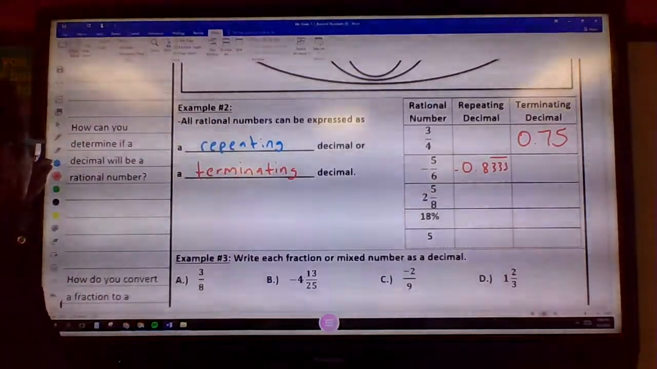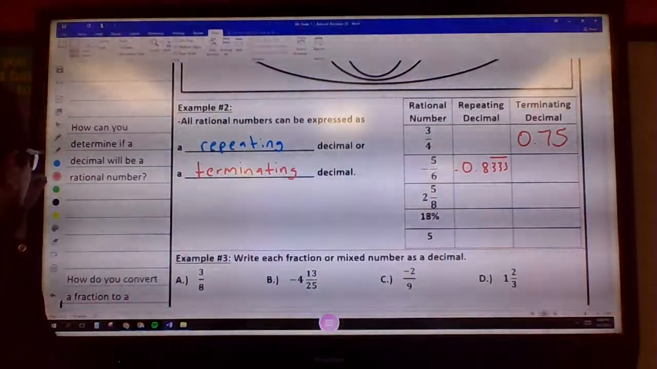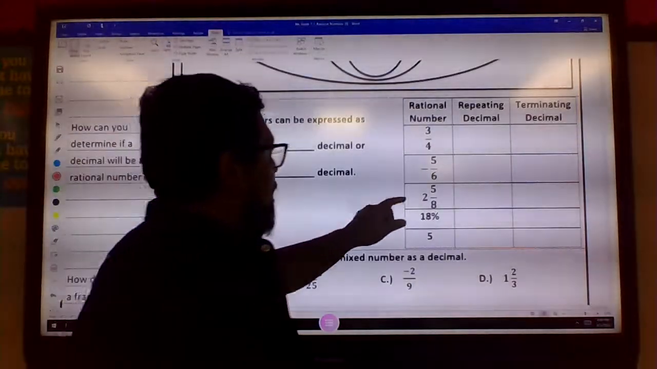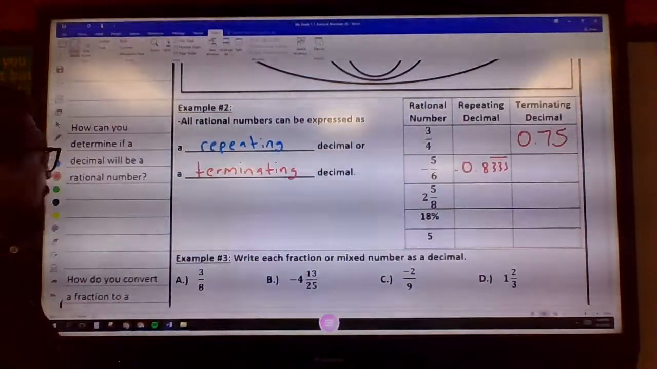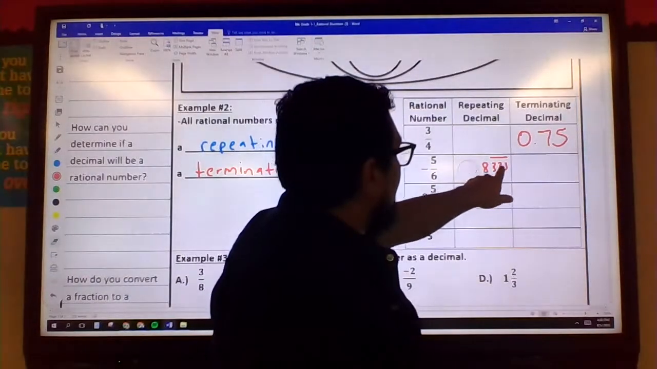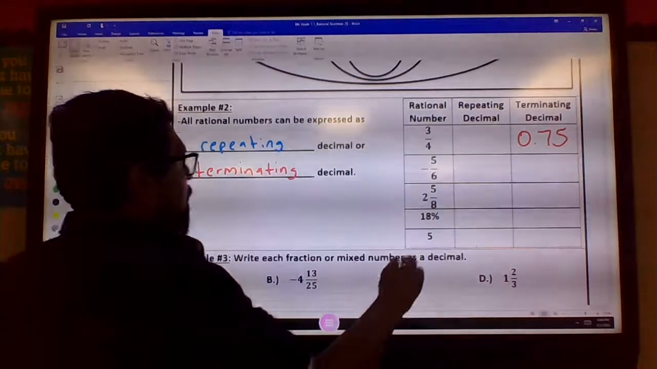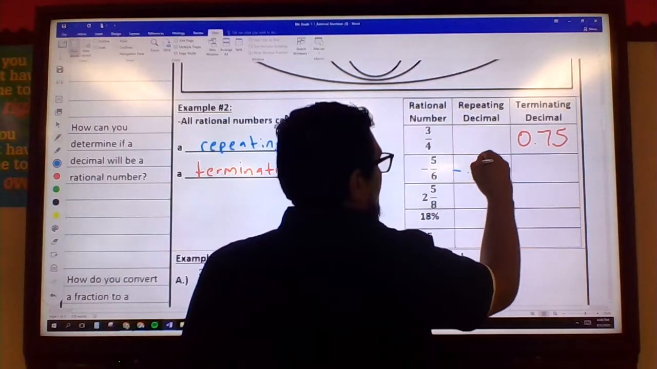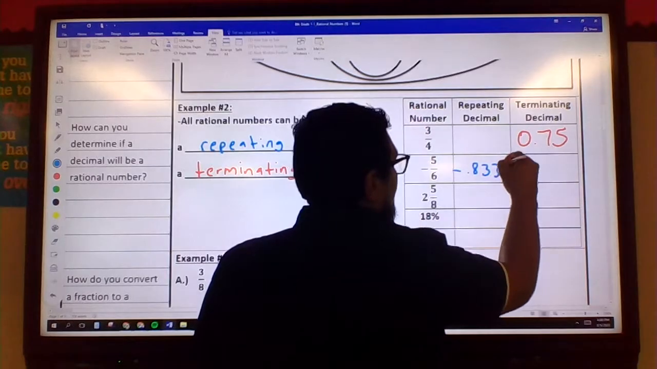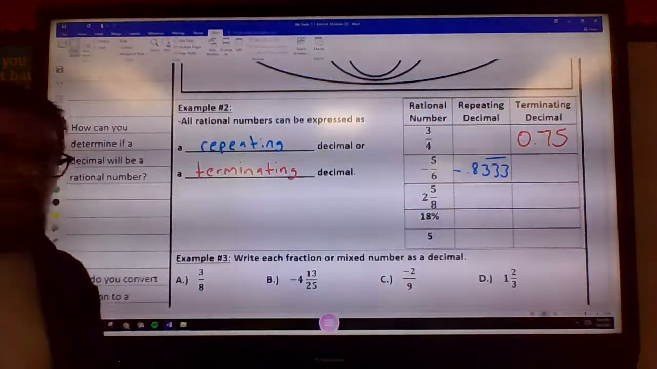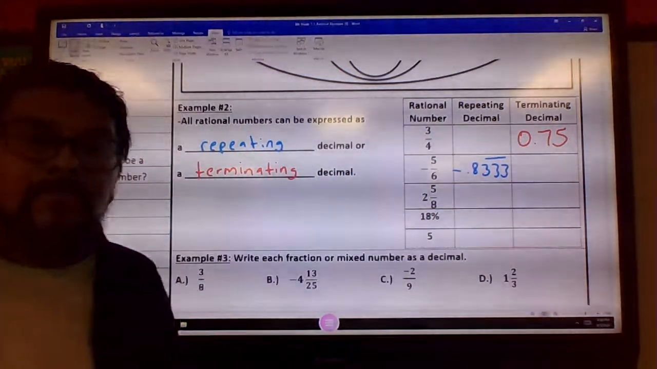And I used the wrong color. So let me erase this. Oops. What happened? Erase this, and then put the actual blue one. So it's -0.8333 with the bar over it. Okay. Next one, 2 5/8.